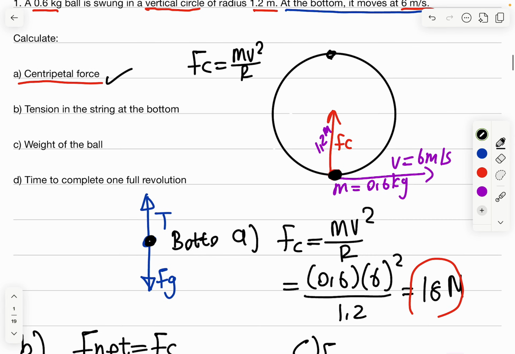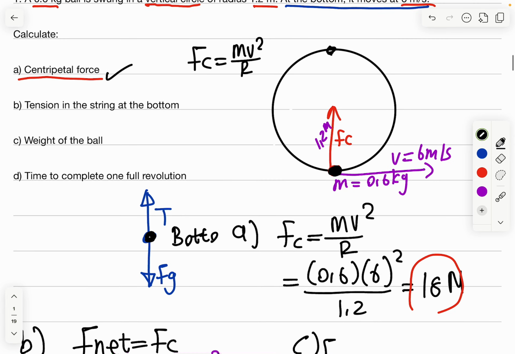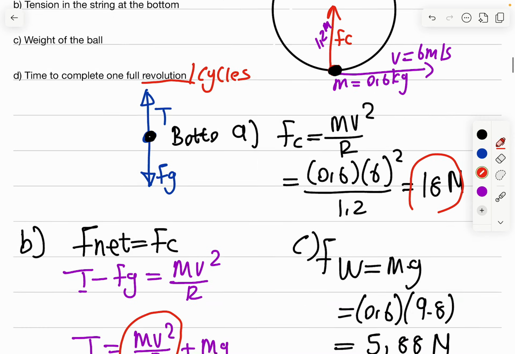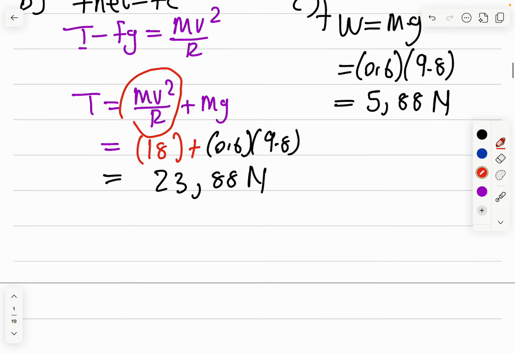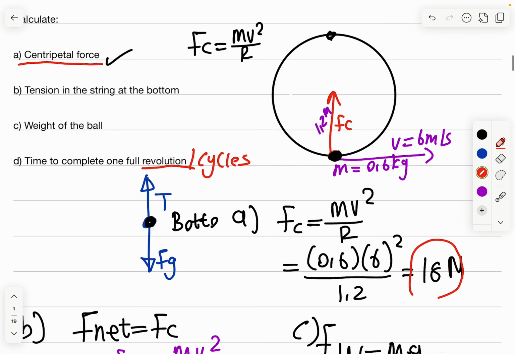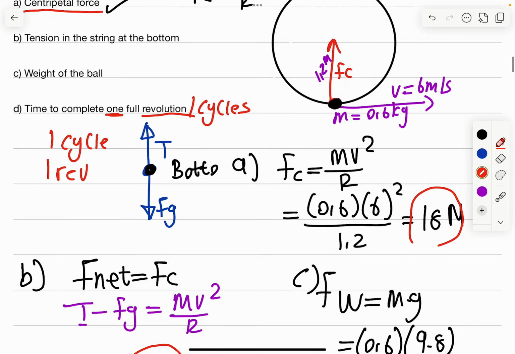Then another question, letter D, says time to complete a full revolution. Revolution is the same as cycles. They're saying calculate the time to complete one full cycle. Remember, the key point here is one full cycle, one cycle or one revolution. Understand? That's the key.